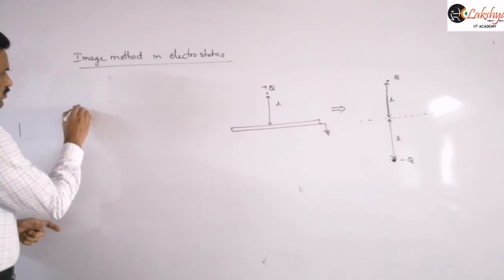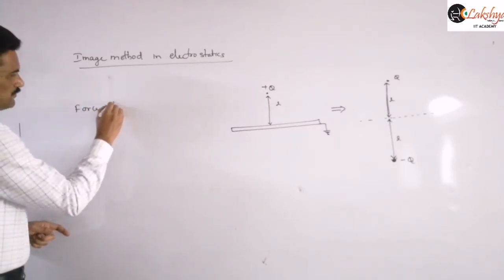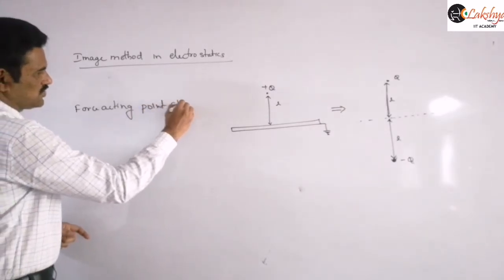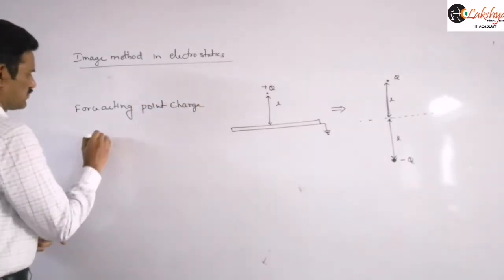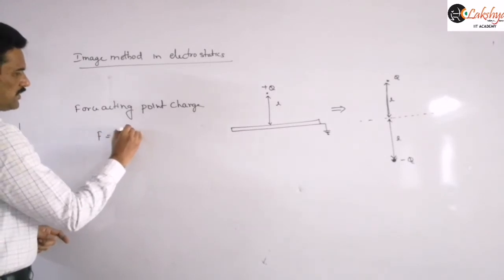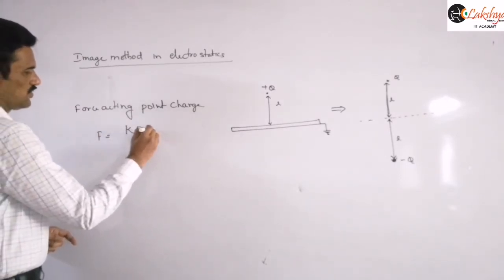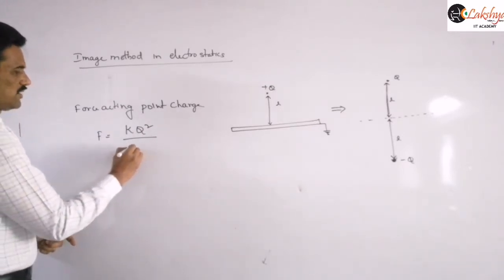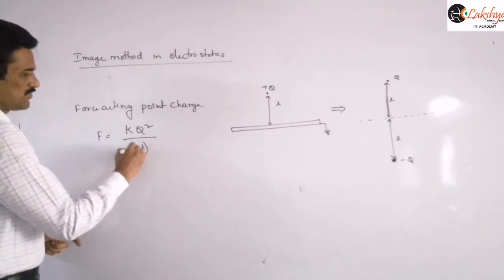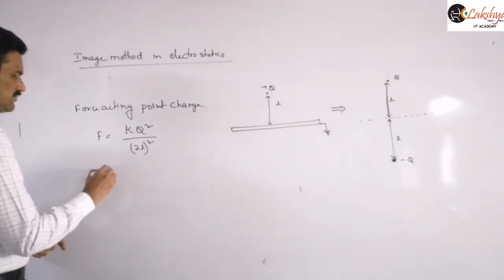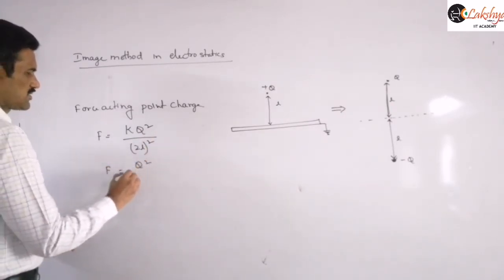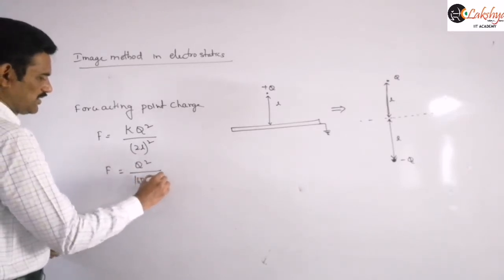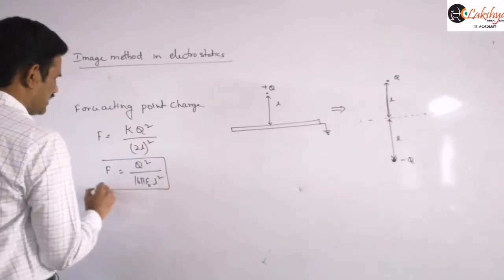So the force acting on the point charge I can write as K into Q square, the magnitude of force, that will be an attractive force, divided by R square. Now R is nothing but 2L, so (2L) square you will get. So finally I can write this as Q square by 16 pi epsilon naught L square. And this will be an attractive force.